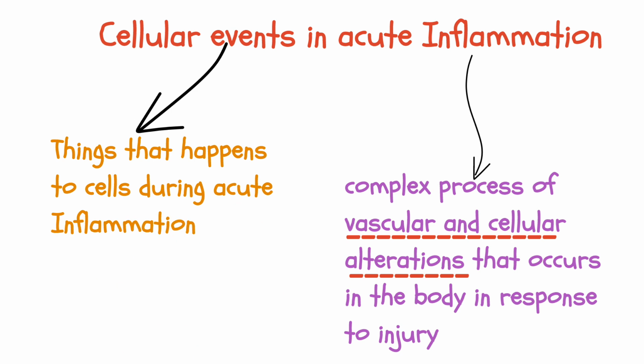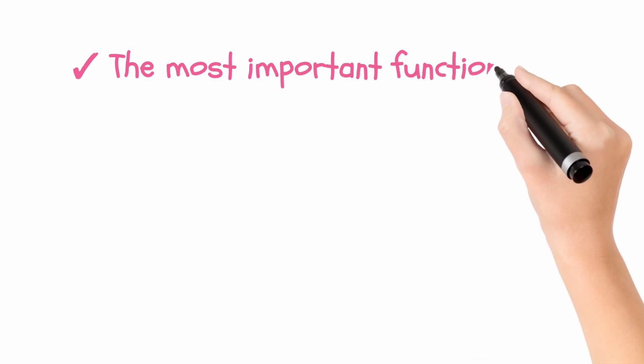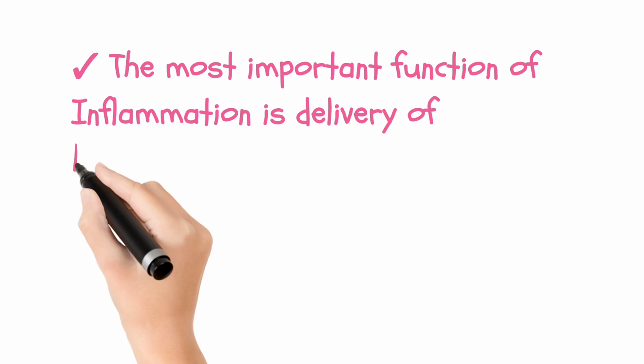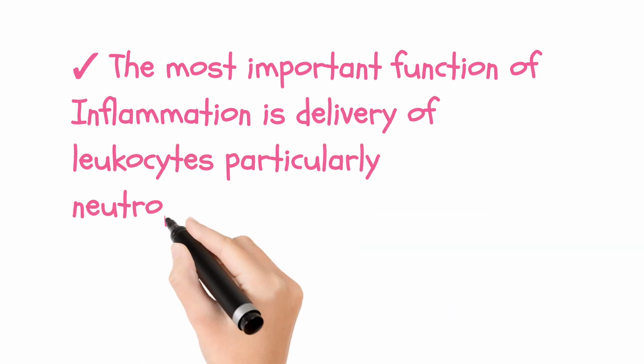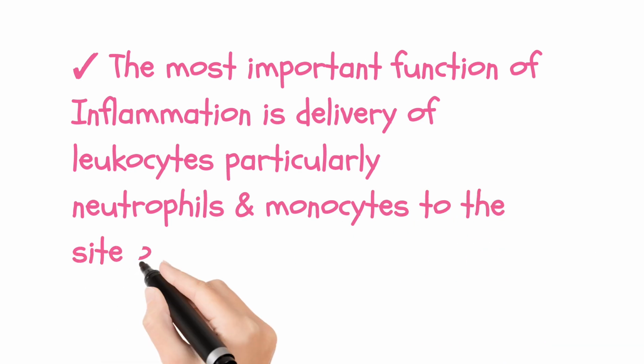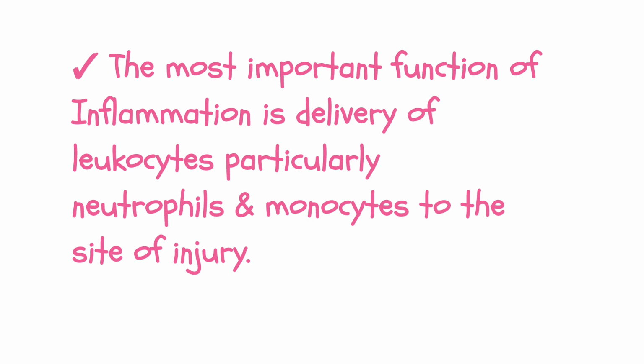Most of these cells are blood cells. Some are found in the tissues. And then the most important function of inflammation is to deliver leukocytes, particularly neutrophils and monocytes, to the site of injury. Leukocytes are also known as white blood cells, and we have the lymphocytes, monocytes, neutrophils, eosinophils, and basophils. But the major function of inflammation is to deliver leukocytes, particularly neutrophils and monocytes, to the site of injury.